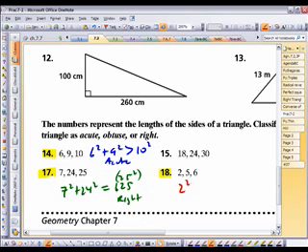For 2, 5, and 6, 2 squared plus 5 squared, 4 plus 25 is 29, which is less than 36. So that's obtuse.